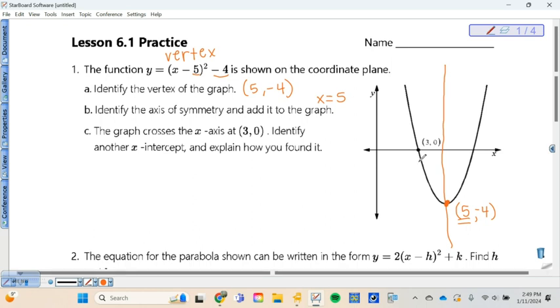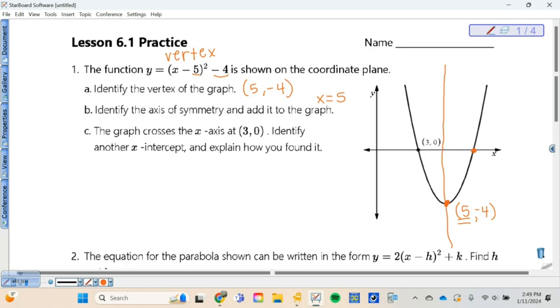Okay. The graph crosses the x-axis at 3, 0, right? So I have an x-intercept at 3, 0. Where is my other x-intercept? And why is it at 7?